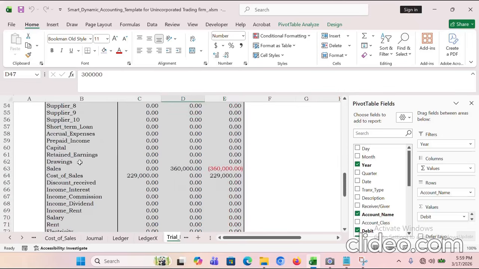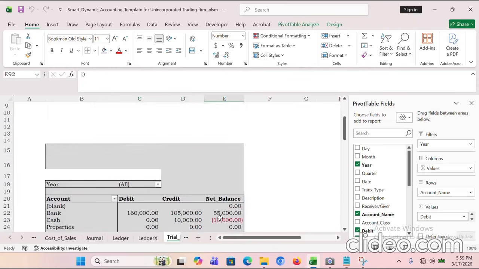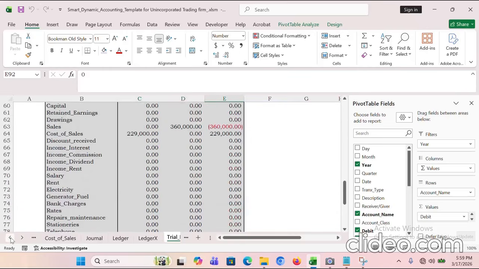Supplier, sales, total sales we made so far, cost of sales. Now let's check the total. You can see the total debit equals the total credit. So I think everything is clear now, right?